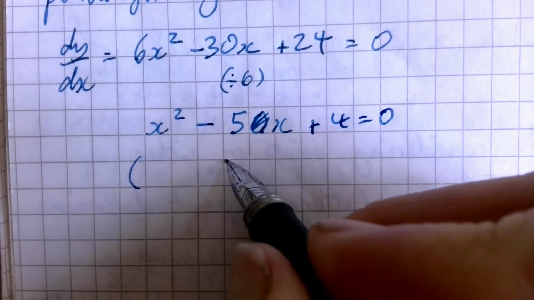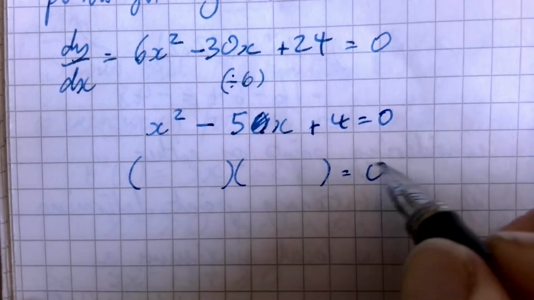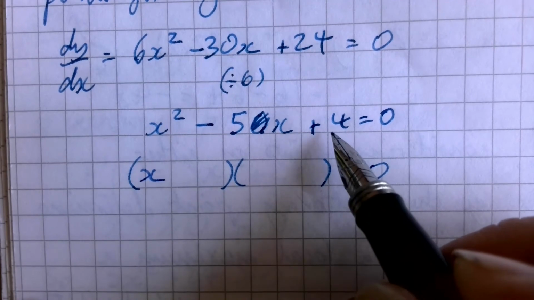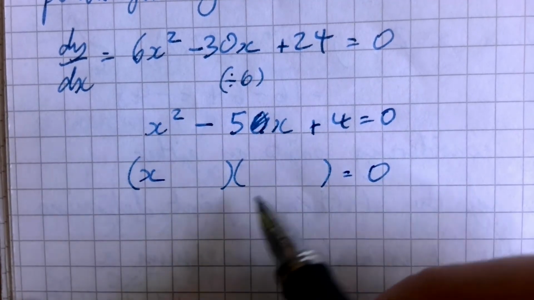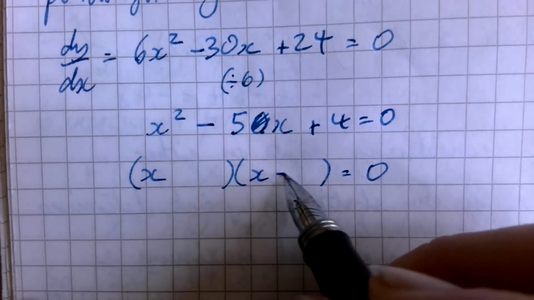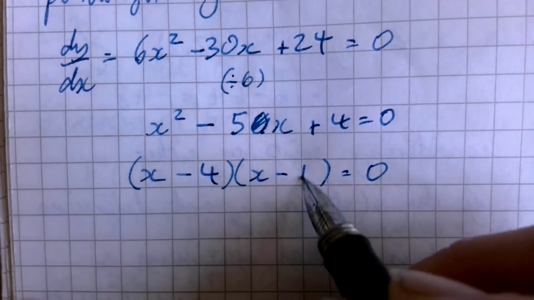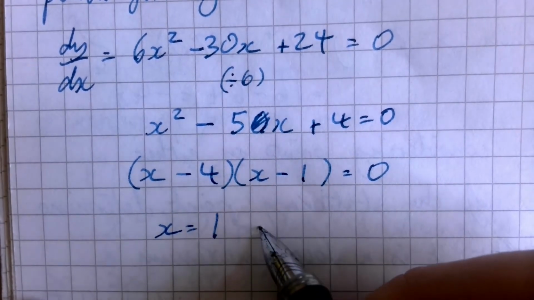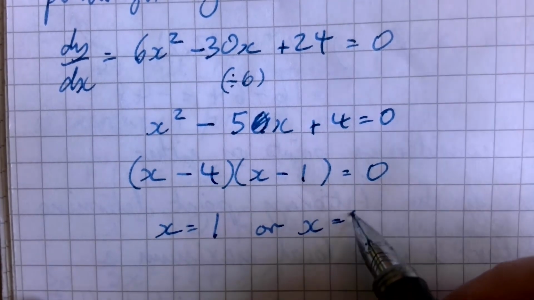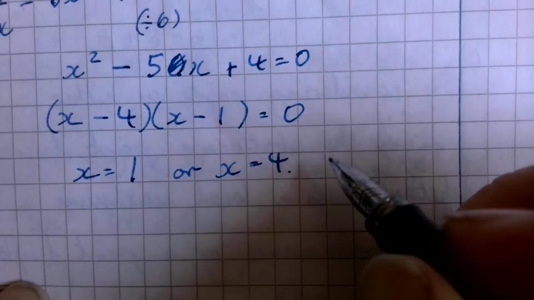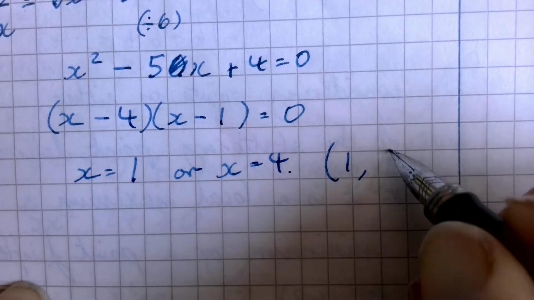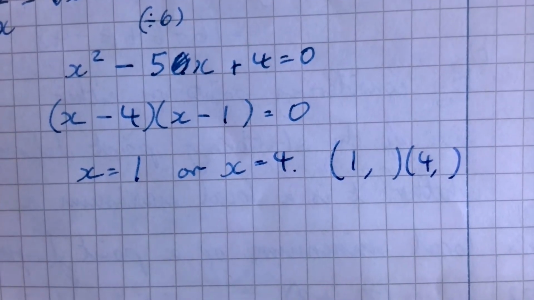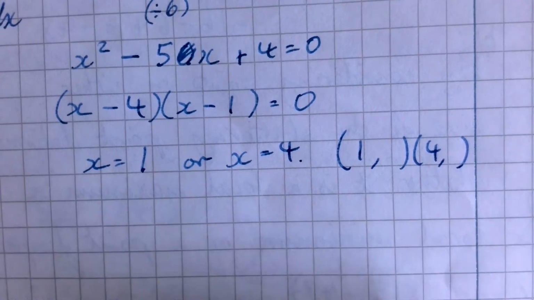Now, to solve that, we need to factorize. So multiplying to make 4, but adding to make minus 5. So we have got a negative times a negative, and it's 4 and 1. So x equals 1 or x equals 4. So we're going to have 2 points here, 1 something and 4 something. And we need to substitute back into the original equation.